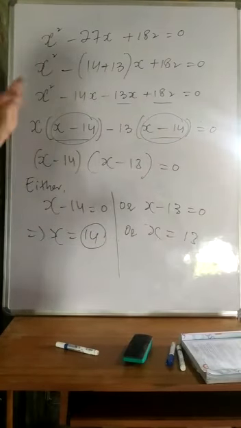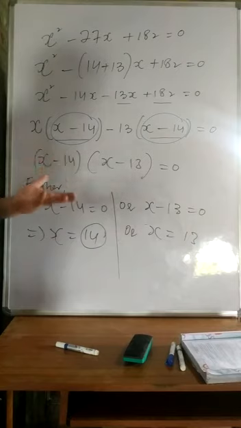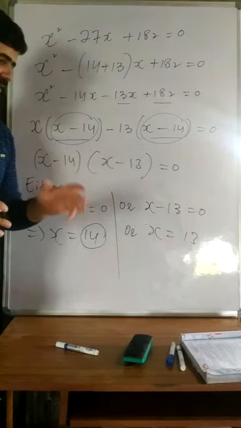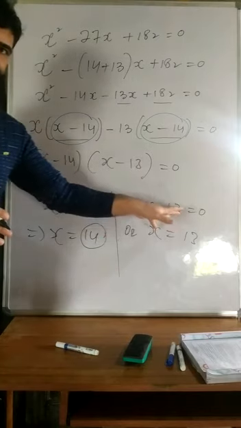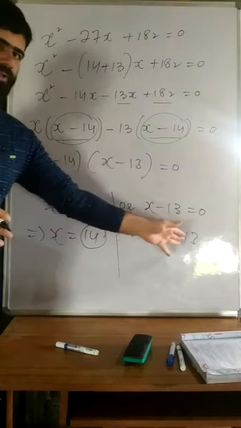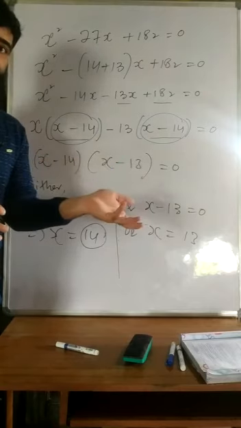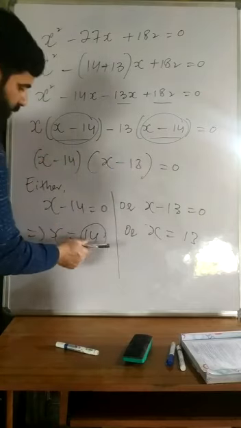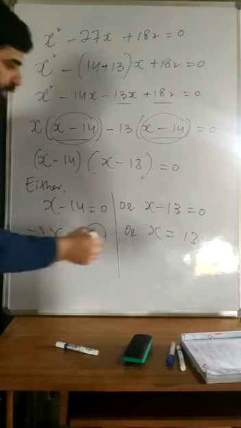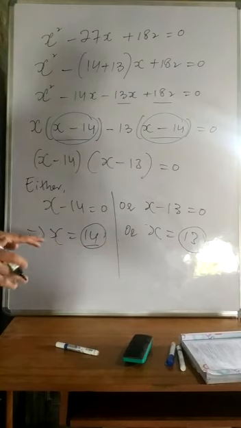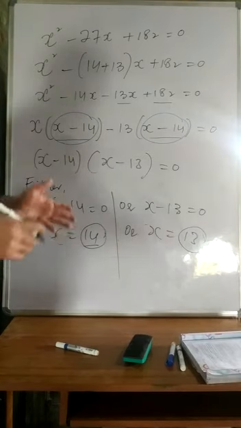So you have a number, it is 14. If one number is x, another number is 27 minus x. 27 minus 14 becomes 13. If one number is x, and x is equal to 13, then one number is 13 and another number is 27 minus 13, which is equal to 14. If you take this 14, you will get 14 and 13. If you take this 13, you will get 13 and 14. It means the numbers are 13 and 14.